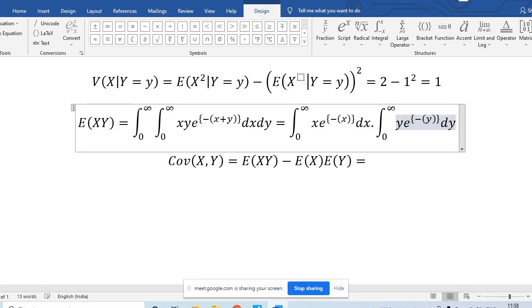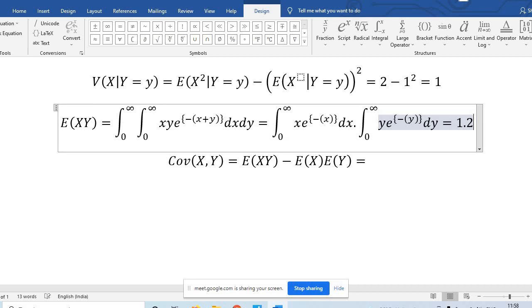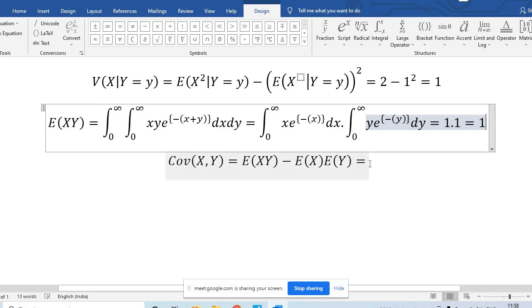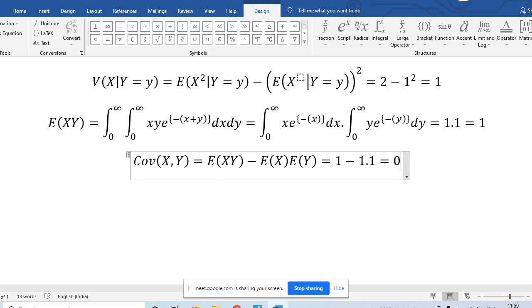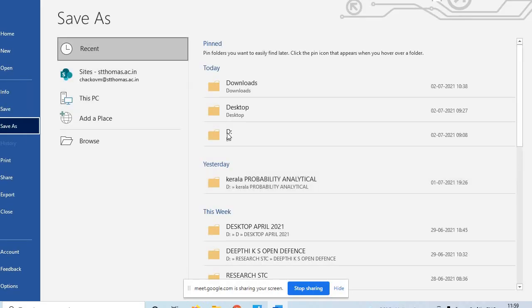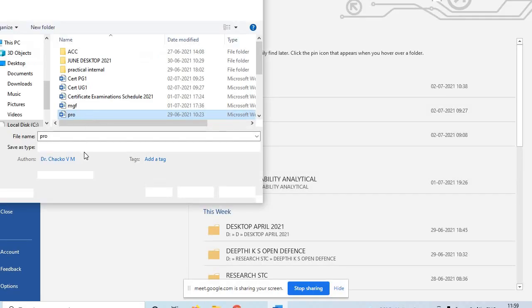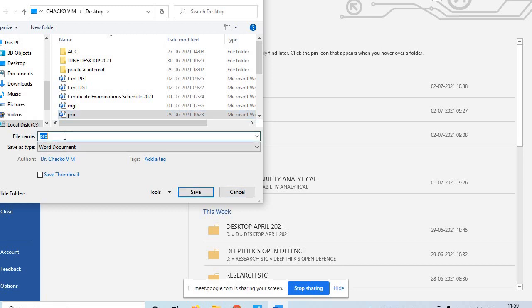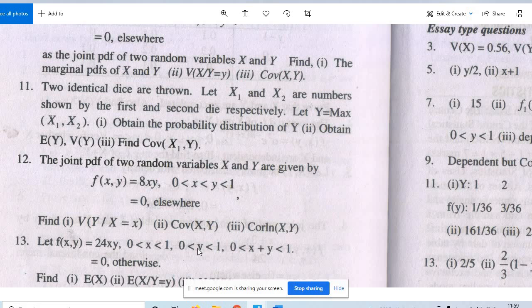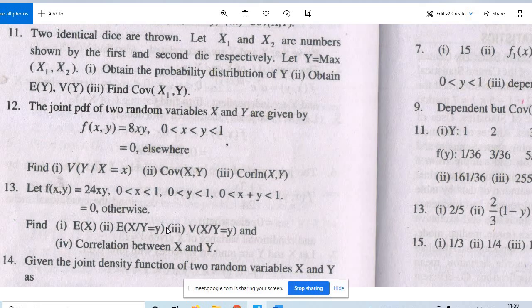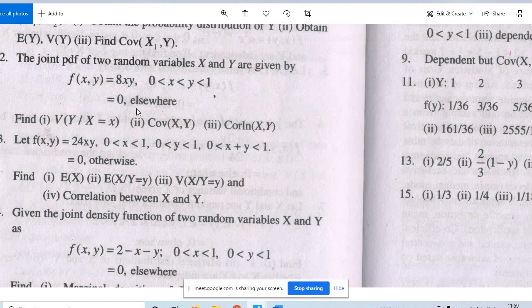So, but what we have already obtained, that this is equal to 1 into 1. Okay. So that is 1. So this is equal to 1 minus 1 into 1. That equals 0. Okay. So covariance is 0. That problem is over. Now we consider one more problem. I think this work we have already done.